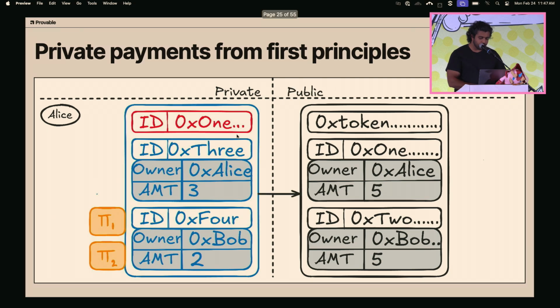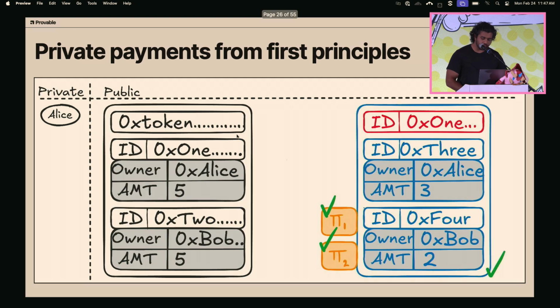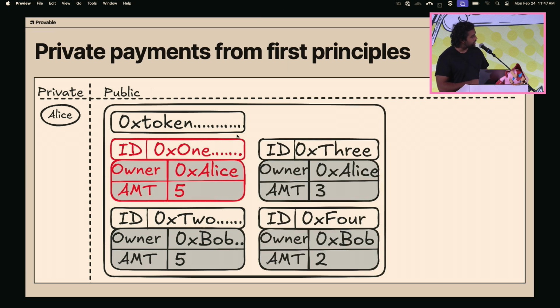And with this, she'll fire it over to the network, and the network will verify these zero-knowledge proofs, as well as check that the transaction's well-formed. For example, that the record 1 actually exists on-chain, and then update the ledger. And the way the network updates the ledger is basically the network will invalidate the record that Alice wanted to spend, and then append the 2 new records that Alice has created.